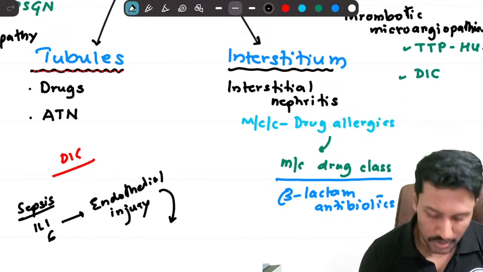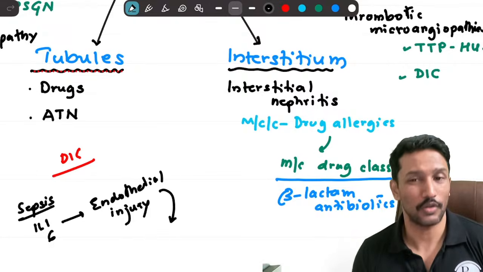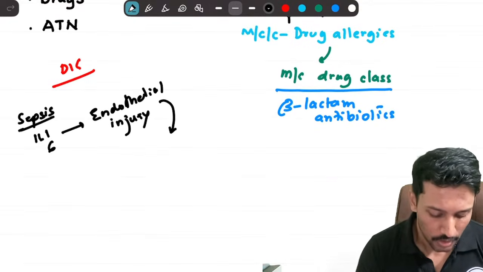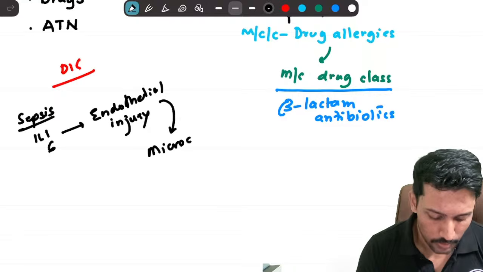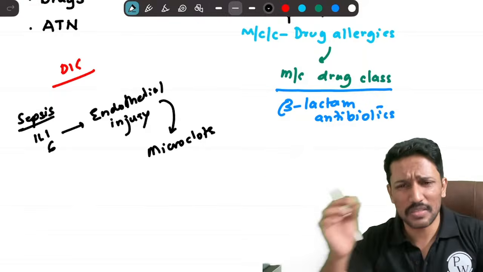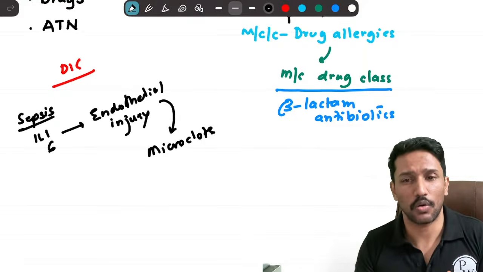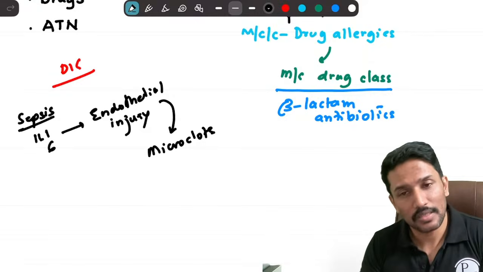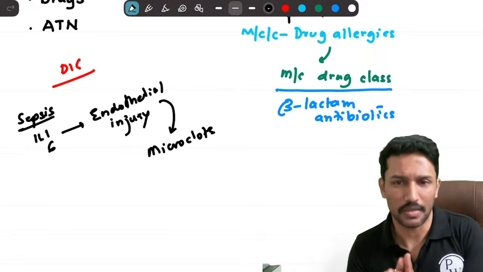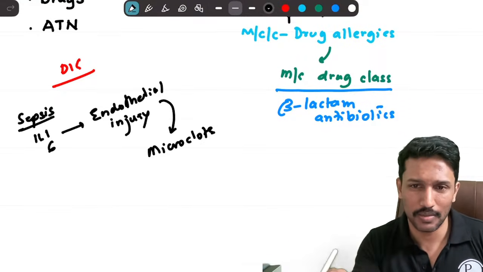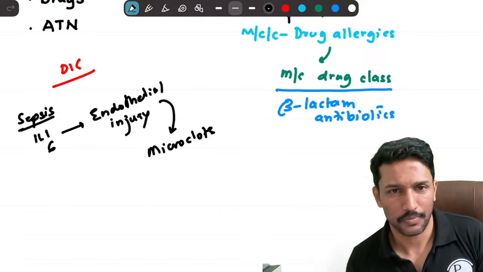Endothelial injury, as you know, is part of the Virchow triad, one of the risk factors for formation of clot. So once the endothelial injury happens, you will develop microclots in blood vessels. Multiple small blood vessels are developing clots. That can happen in the lungs, in the liver, in the limbs, as well as in the kidneys. If the kidneys develop that, the kidney function gets affected and we end up with acute kidney injury.